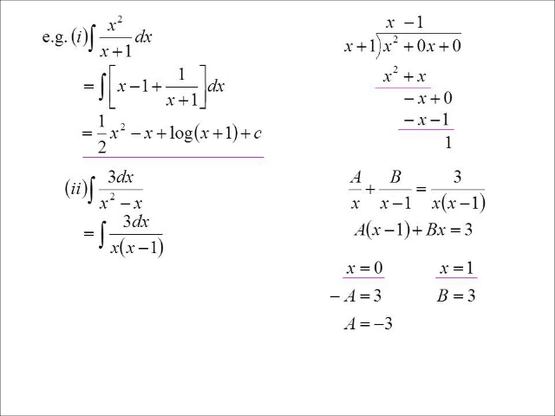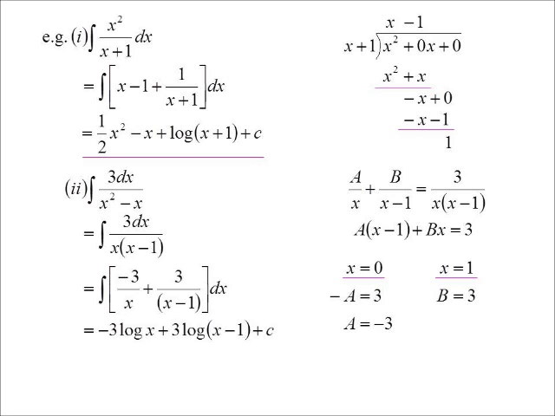So I have my A and B. I now know I can rewrite this single fraction as the sum of 2 fractions, minus 3 on x and 3 on x minus 1. Both of those will be log functions when we integrate. Now, because the coefficient is the same, not worrying about the sign, of course, they're both 3 logs, I'll use my log laws to bring them all into one log. So we get 3 log of (x minus 1) over x, plus, of course, a constant.